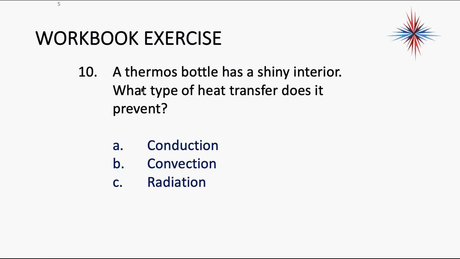Okay. A thermos bottle has a shiny interior. What type of heat transfer does it prevent? Shiny metal prevents what? Radiation. That's correct. That's what I was talking about, using metals or anything that reflects the heat. It prevents radiation.